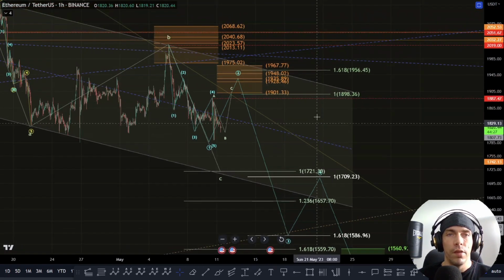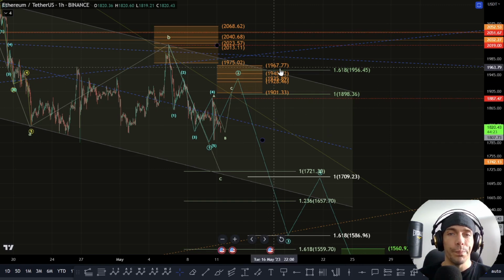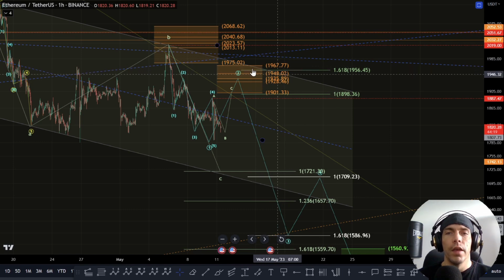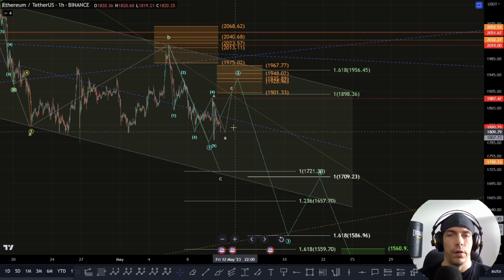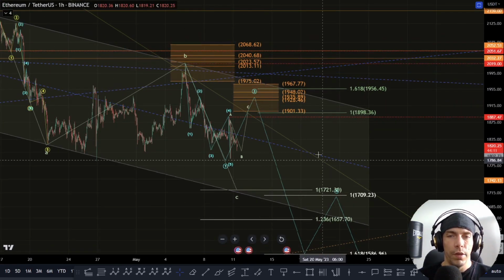This is still a possibility, really, for as long as we stay below this 2019. If we did move up and we start to break above this 1967, it becomes less likely that we're having something like this play out. But really, invalidation is only at this 2019, like I said. So we need to just be careful of that.